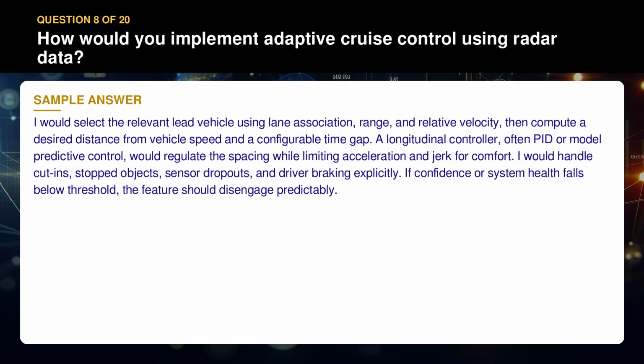A longitudinal controller, often PID or model predictive control, would regulate the spacing while limiting acceleration and jerk for comfort. I would handle cut-ins, stopped objects, sensor dropouts, and driver braking explicitly. If confidence or system health falls below threshold, the feature should disengage predictably.